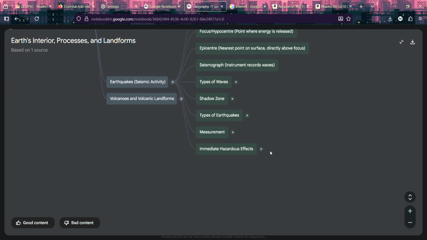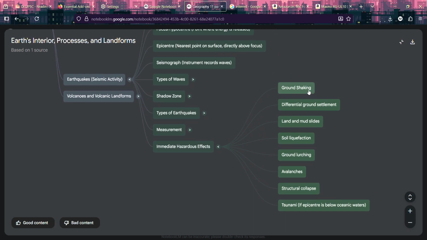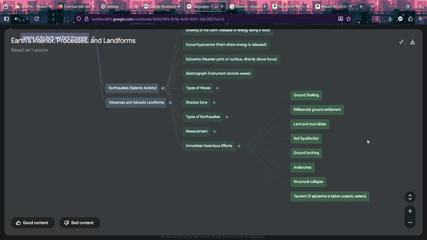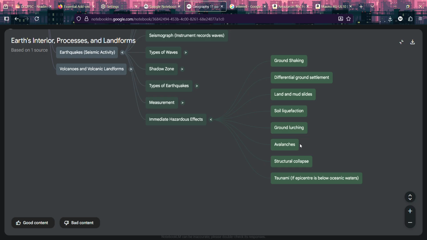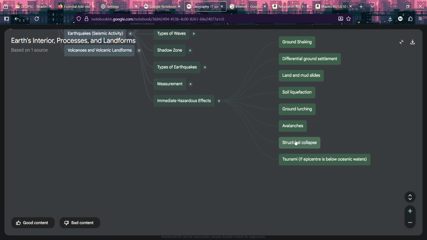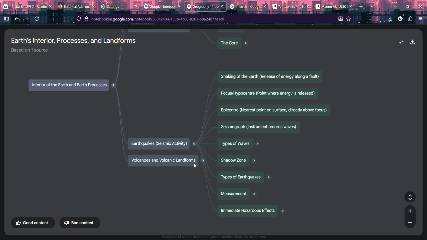Okay. Next are immediate hazard effects. The first is ground shaking. The second is differential ground settlement. Third is landslides and mudslides. Fourth is soil liquefaction. Fifth is ground lurching. Sixth is avalanches. Seventh is structural collapse. And lastly is tsunami, only if the epicenter is below oceanic water. Okay, it's all done.